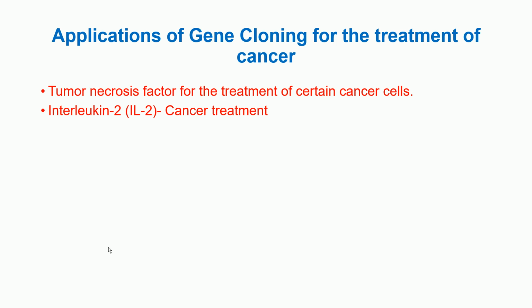So this is a recombinant DNA technology, and this technique is used for the treatment of cancer. There are some drugs which are given to cancer patients, and they are made with the help of this gene cloning technique, which includes tumor necrosis factor and interleukin 2. These are two drugs, which are proteins used for the treatment of cancer, and they are produced by the gene cloning technique.